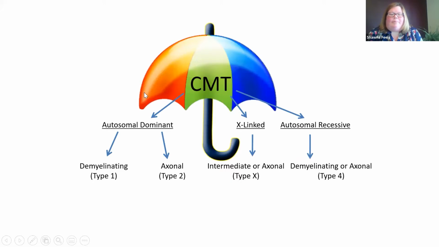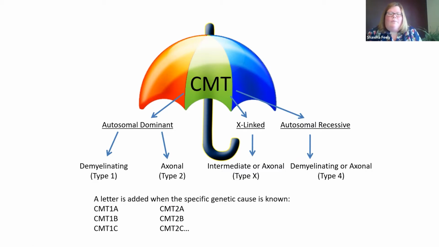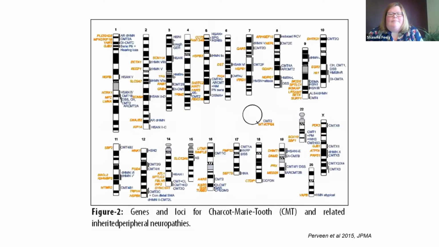So CMT really is an umbrella term, and it's defined more specifically by how it's being passed on in a family, what we call the inheritance pattern. We use autosomal dominant inheritance, X-linked inheritance, and autosomal recessive inheritance to help classify what type of CMT a person has, and also how it's affecting the nerve. Once a specific genetic cause has been identified, people get that letter after their diagnosis, like CMT1A, for example, which helps us know this is the specific genetic cause the person has. But like I said, there are over 100 different genetic types, so it can be complex.